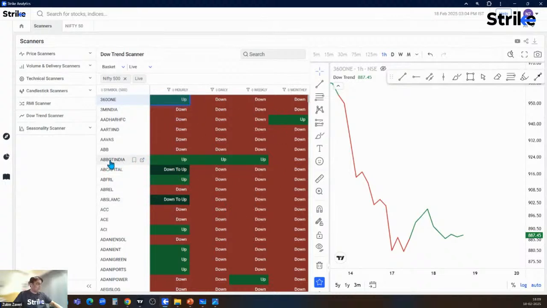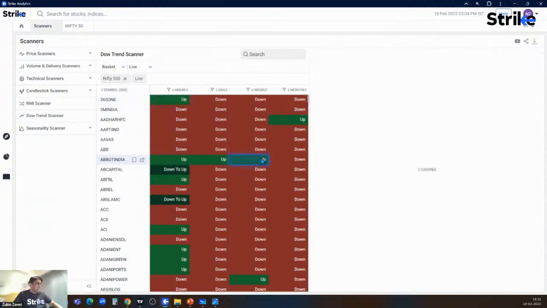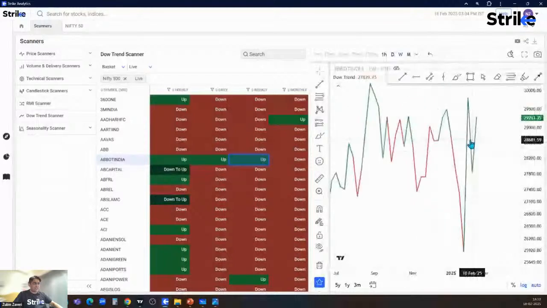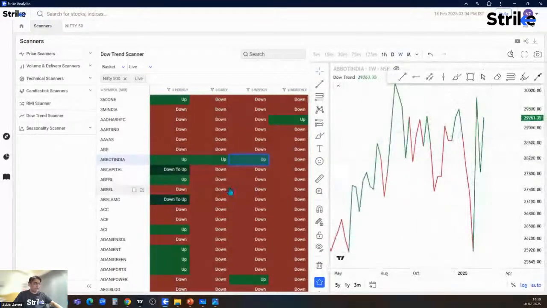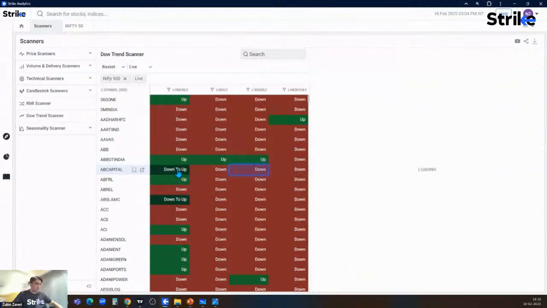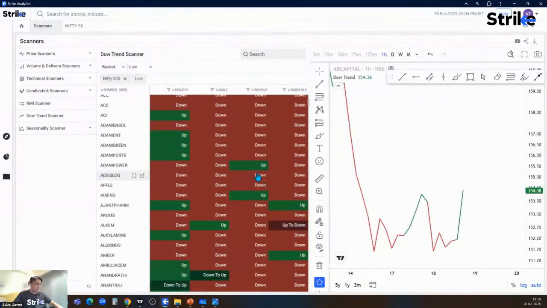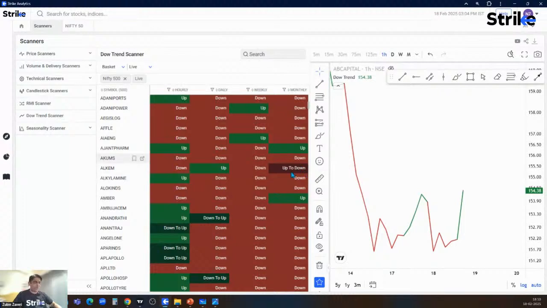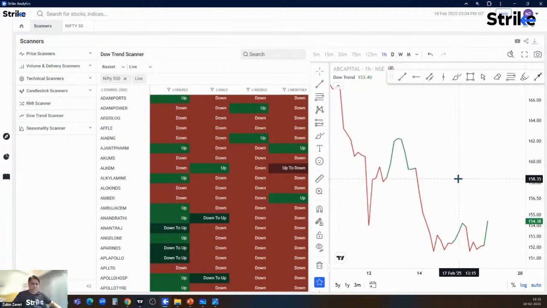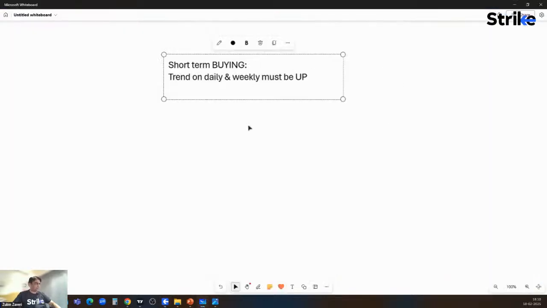Now, let's suppose Bharat India, we can see on a weekly chart the trend is up. If you click on this cell, the weekly chart will open up on the right hand side, and the chart will get loaded. So this is the weekly chart. In whichever cell you select, let's take Aditya Birla Capital, down to up. So what is this down to up? What is up? What is down? What is up to down? There are four possibilities over here. All these possibilities I will share with you now. First, let's understand this on a whiteboard.